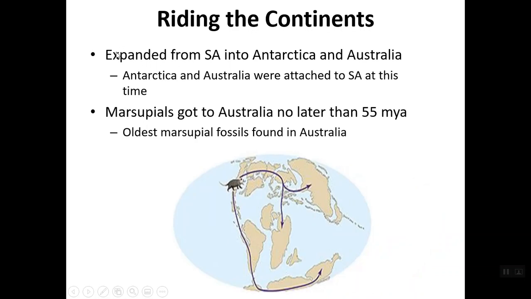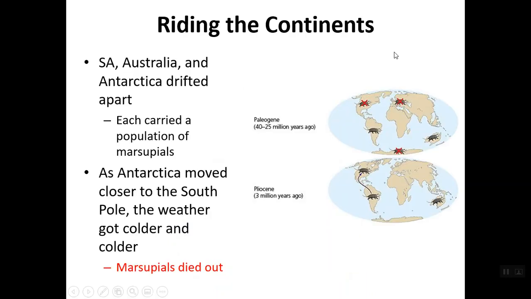So the group expanded from South America into Antarctica and Australia, and of course these continents were attached at that time to South America. So about just recently, if you will, in geological time scale, about 55 million years ago, marsupials arrived to Australia. All right, so this is what we think that how the migration happened.